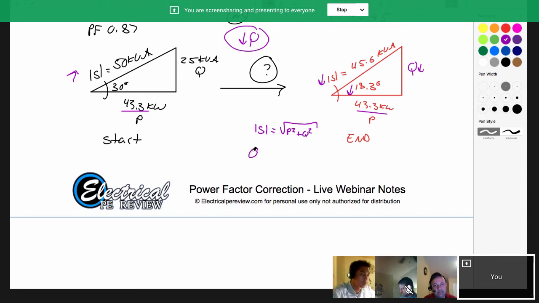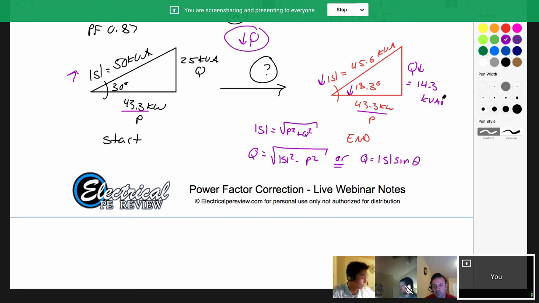So we get Q is going to equal the square root of our apparent power squared minus our real power squared. So go ahead, someone tell me what this Q is equal to. 14.29. I'm just going to say 14.3. And what are the units for that? kVAR. Good job.